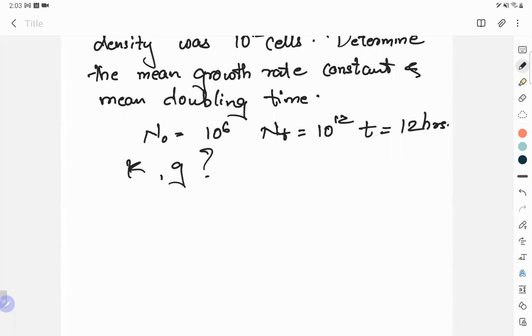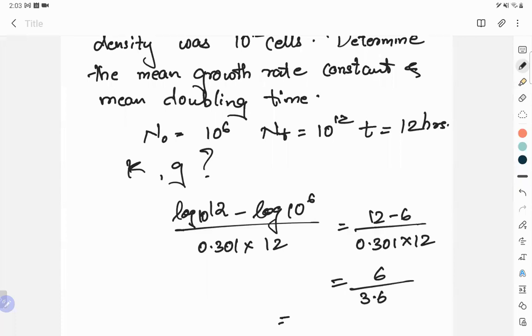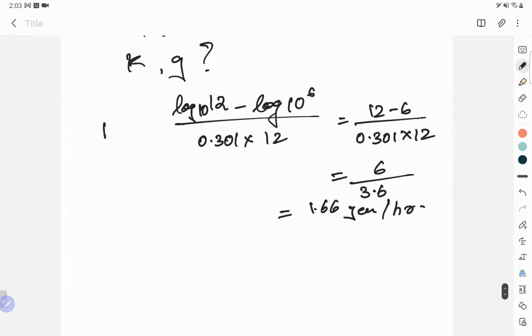Okay, so it's very clear that it's going to be log of 10 raised to 12 minus log of 10 raised to 6 upon 0.301 into 12. Correct? That's going to be 12 minus 6 upon 0.301 into 12. That's going to be 6 by 3.6 or something like that. So that's going to give you 1.66 generations per hour. That's going to be your mean growth rate constant.